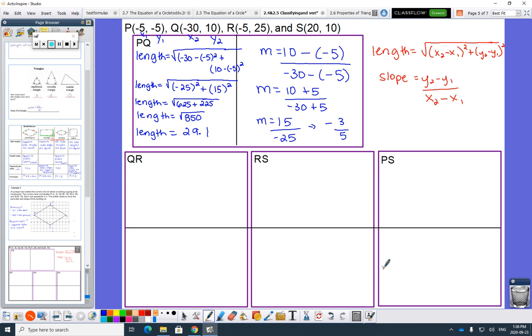Okay, so then just keep going. You're doing the same thing basically over and over again. I'm not going to write length because I don't want to squish anymore, okay? Sorry. Maybe I'll write L. So now we're doing Q and R.